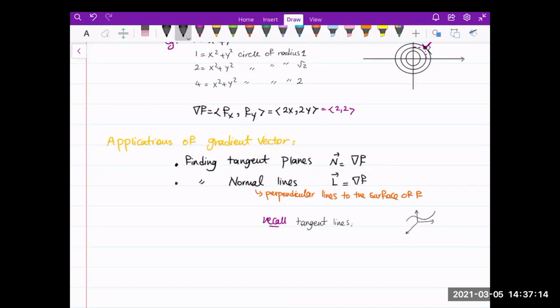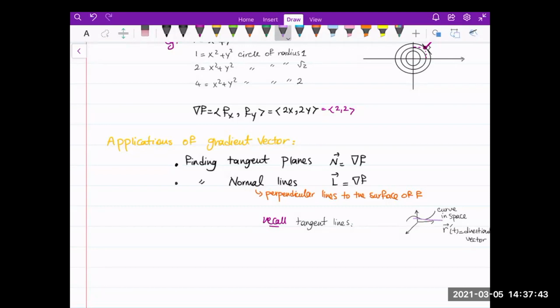When we have a curve like that in a space, we said that a curve has a parametric equation with just one parameter, because it's a curve in a space, and r prime t would be the directional vector for the tangent lines.